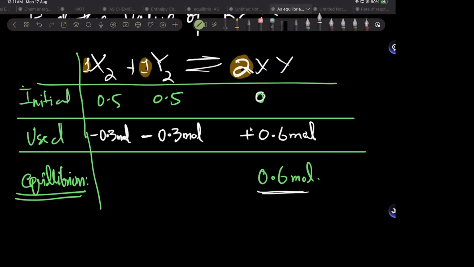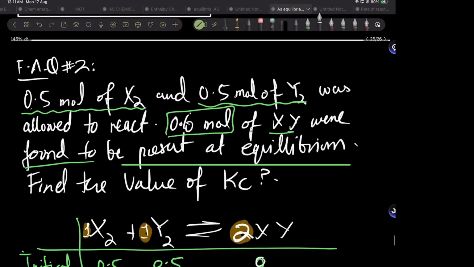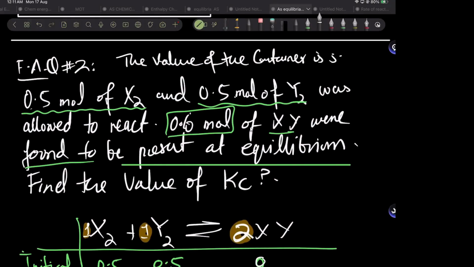So now I can find out the equilibrium moles. If I had 0.5 initially and 0.3 reacted, how many am I left with? 0.2 moles. And what about X2? I'm left with 0.2 moles at equilibrium. So at equilibrium, I have these moles of each reactant and each product. Are we clear? I'll add one more thing. The volume of the container is 500 cm cube, not a dm cube.